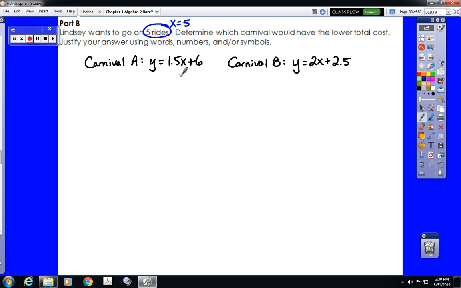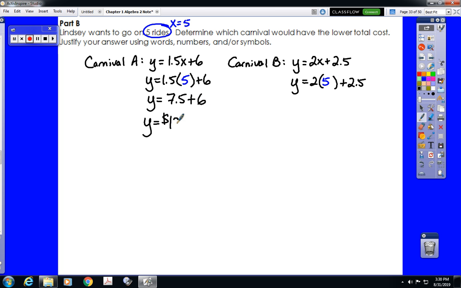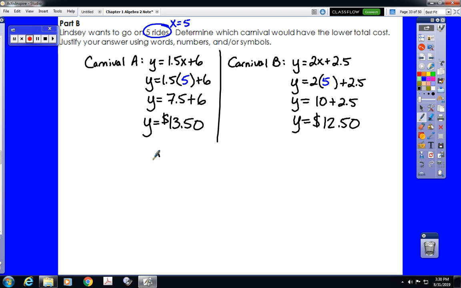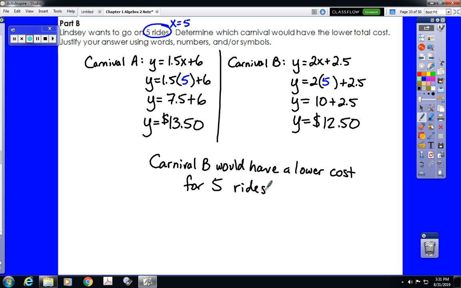So we're going to evaluate each of these functions when x equals 5 and figure out what the output would be when x equals 5. So we're going to evaluate those using order of operations. 1.5 times 5 is 7.5 plus 6. So we're looking at a $13.50 cost for Carnival A. And for Carnival B, we would have 10 plus 2.5, or a $12.50 cost for Carnival B. So it says, which carnival would have the lower cost? Carnival B would have a lower cost for 5 rides by $1.